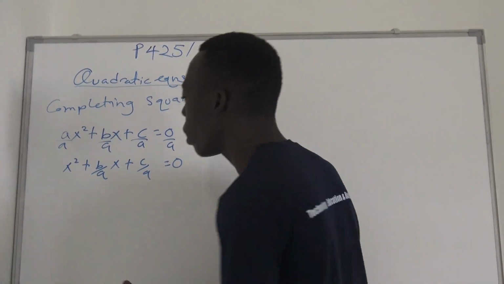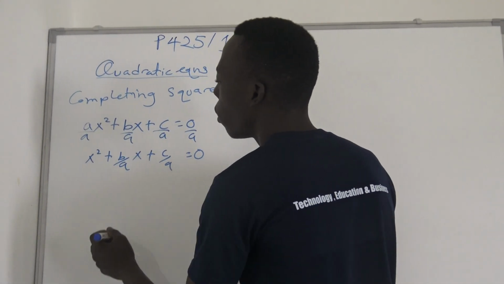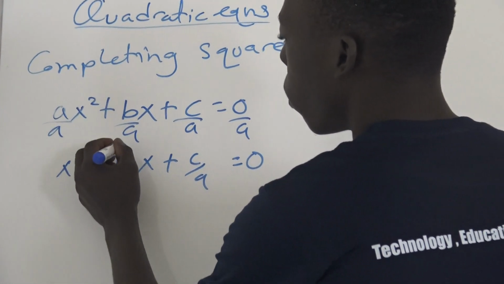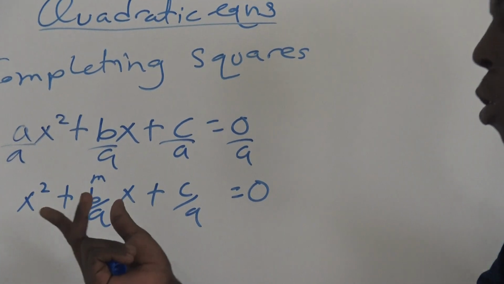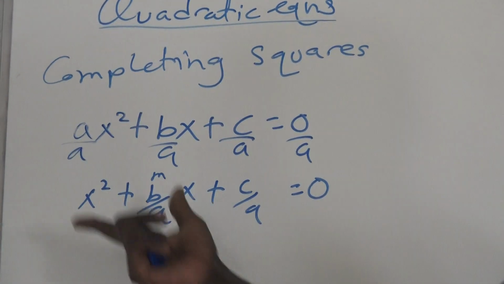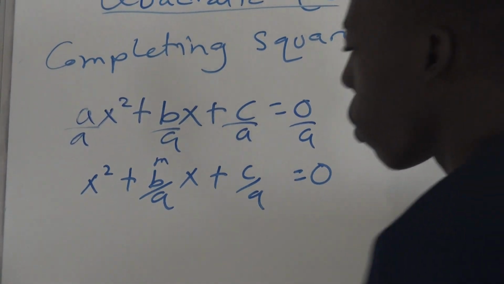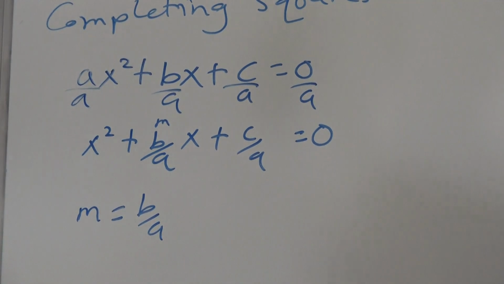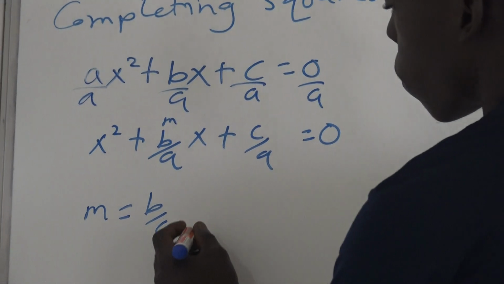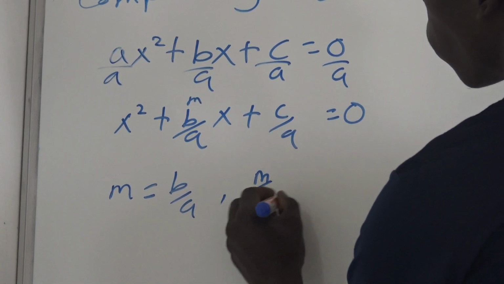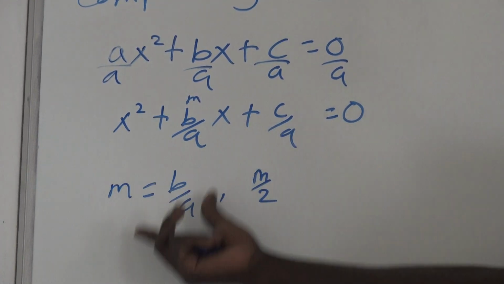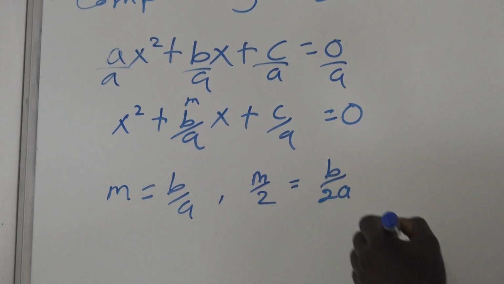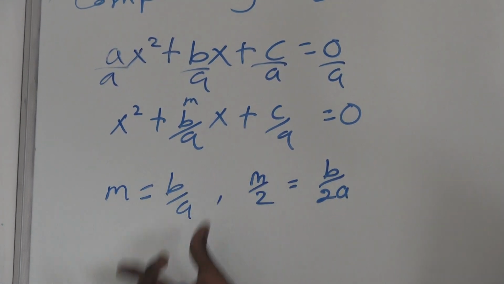Assuming this value in the middle, I can call it m. So I'm going to get that value of m, then I divide it by 2. So my m equals b out of a. From there I'm going to divide it by 2. So for this case, it will be m out of 2. When you divide it by 2, also this side you do the same, so it will be b out of 2a. You are dividing it by 2.